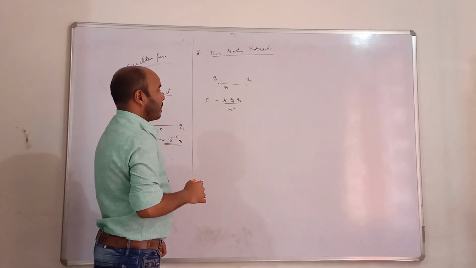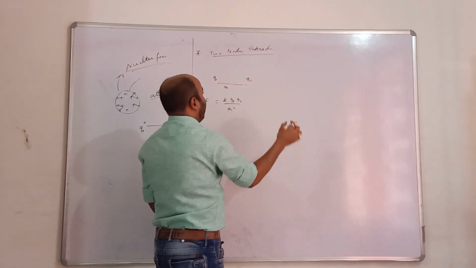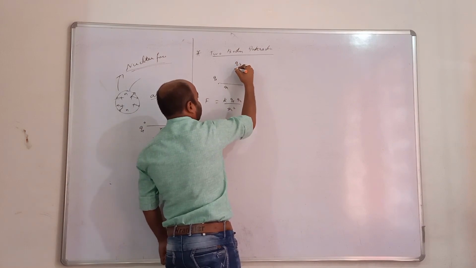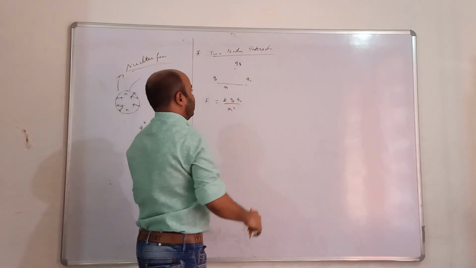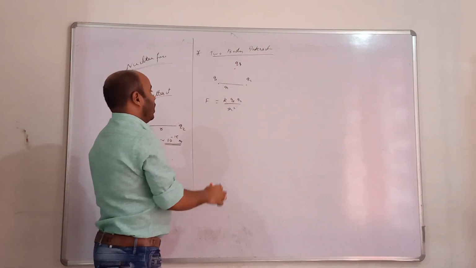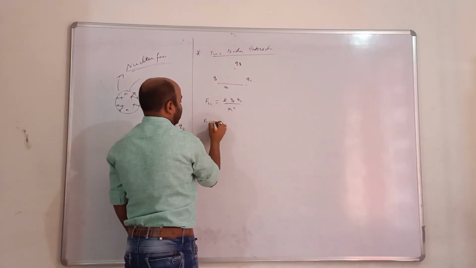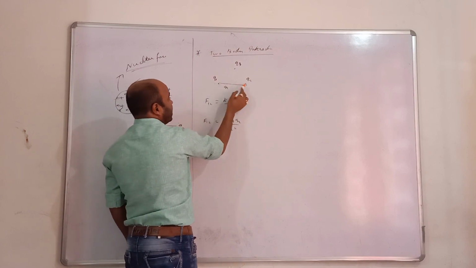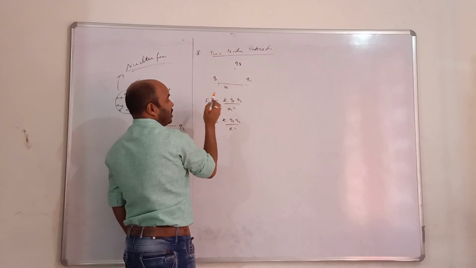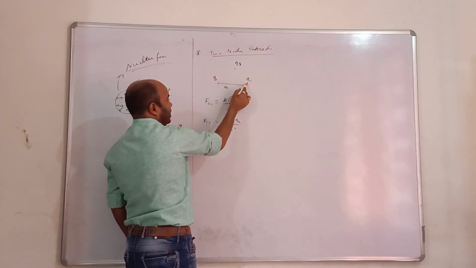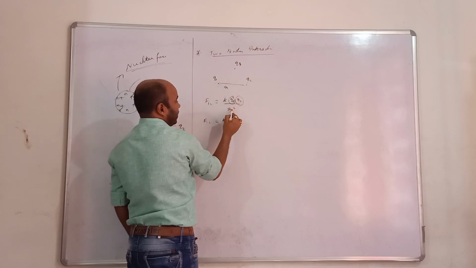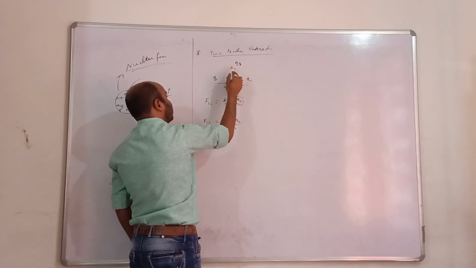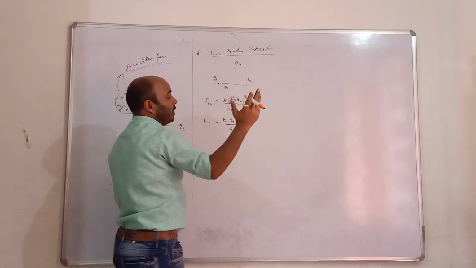Right? Suddenly, one more charge I have kept here. एक और चार्ज रख दिया. अब क्या होगा फोर्स इन दोनों के बीच का? सेम रहेगा ना. इन दोनों चार्जेस के बीच का जो फोर्स है वो किस पे डिपेंड करता है? उनके चार्जेस पे डिपेंड करता है, उनके बीच के डिस्टेंस पे डिपेंड करता है. तीसरा चार्ज है या नहीं है उस पर डिपेंड नहीं करता.